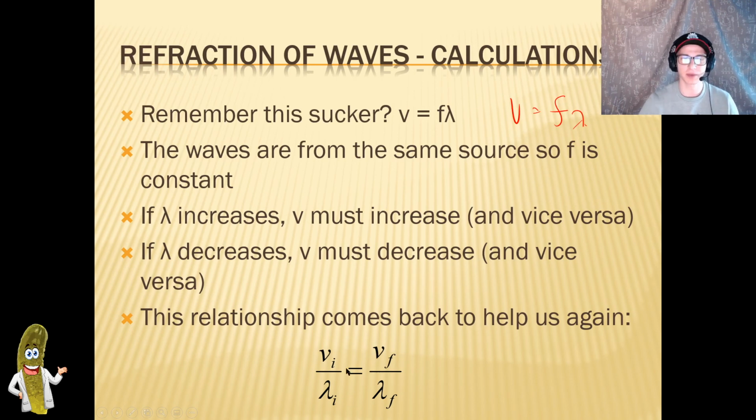And that relationship comes back to this one here, that the initial velocity and initial wavelength ratio is equivalent to the final velocity and the final wavelength ratio. So those two ratios must be equivalent to one another.